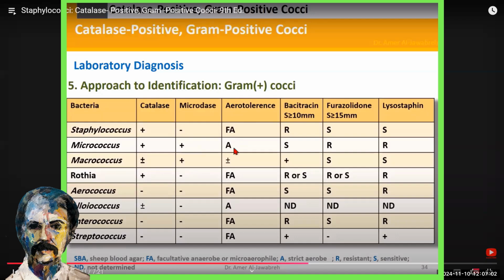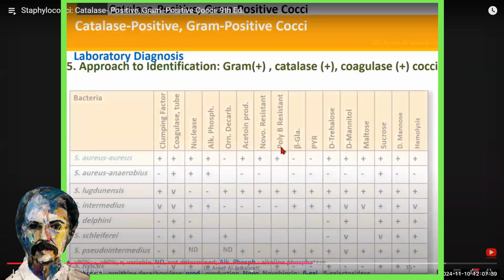Aerotolerance, FA means facultative anaerobe. Staph, with oxygen or without oxygen, FA. Micrococcus, only oxygen. Strep, facultative. Bacitracin, strep is the most one. That's why bacitracin is mainly for strep.